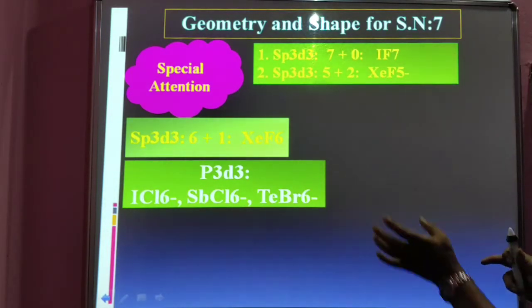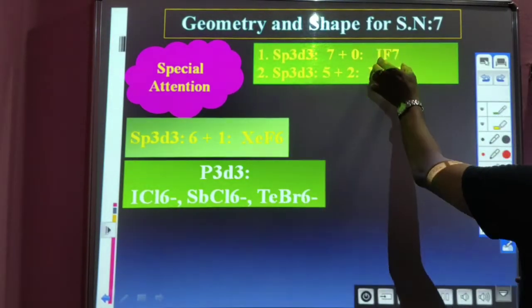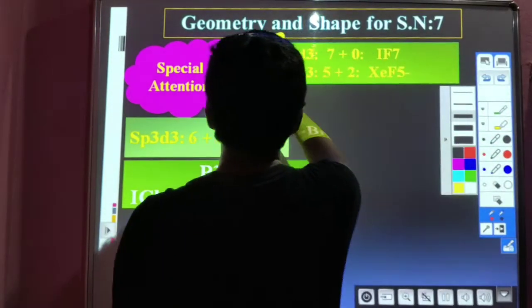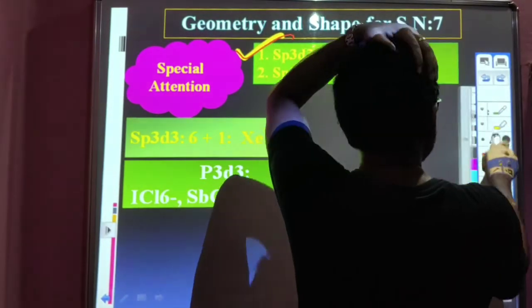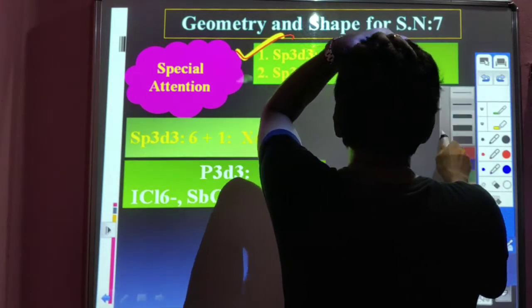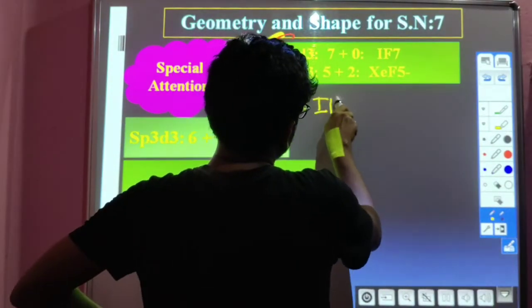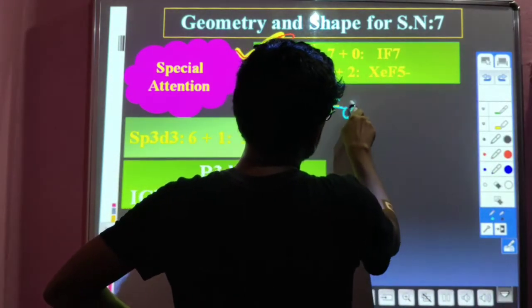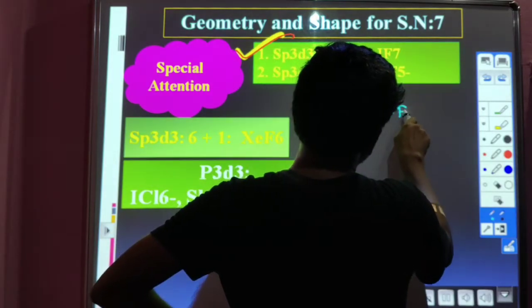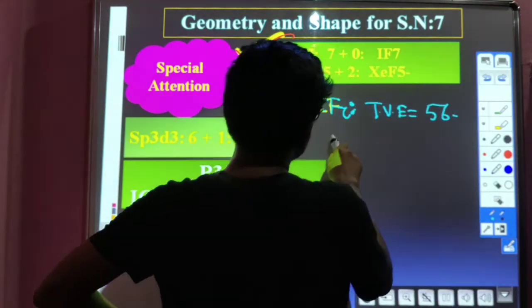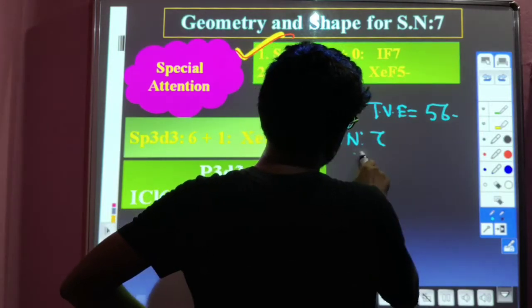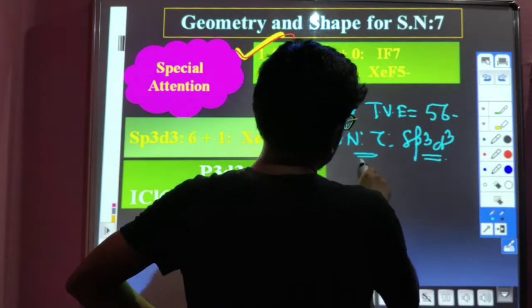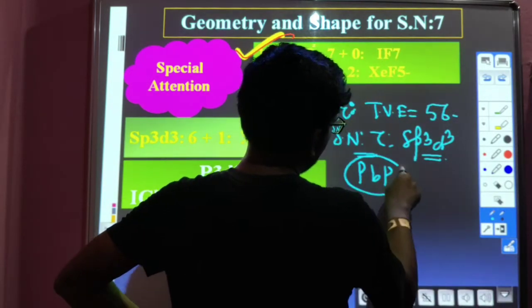Okay. First, go for IF7. First, I will discuss this one. IF7. Total valence electrons will be 56. Steric number 7, hybridization sp3d3. This is pentagonal bipyramidal.